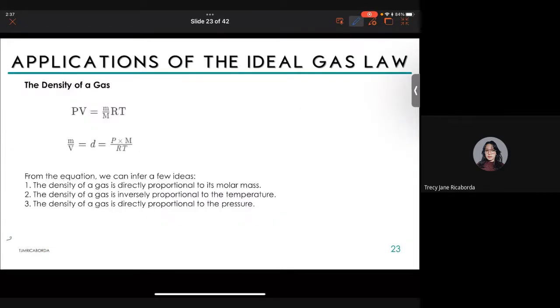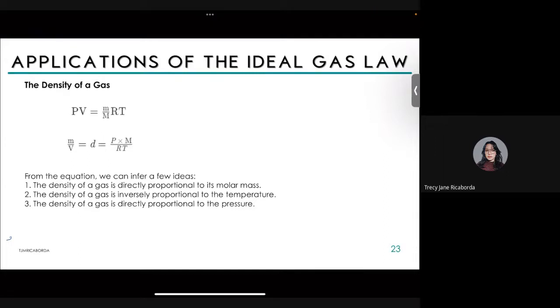Now let's look at applications of the ideal gas law in calculating for the density of a gas. Kanina, we already calculated for the molar mass, so dito na tayo mag-start. Now if we have PV is equal to M, big M, times RT, right? Density is mass over volume. So let's isolate that one. So M over V is equal to P times molar mass over RT. Transpose lang.